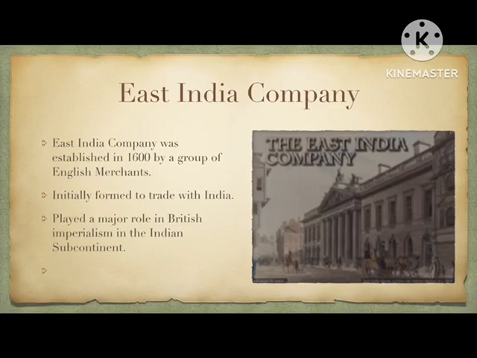East India Company. The East India Company was established in 1600 by a group of English merchants who were granted a royal charter by Queen Elizabeth I. Initially formed to engage in trade with the East Indies, particularly in spices, the company eventually expanded its operations and became a major player in British imperialism in the Indian subcontinent.